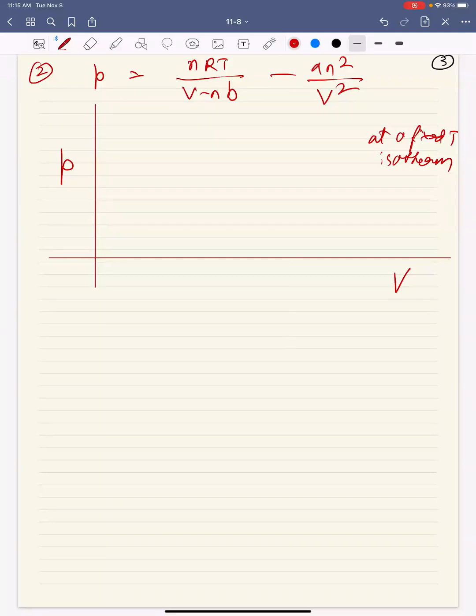Because when I multiply these two things together, and if you write it down, the fractions are confusing. So this is going to be (P V minus N B) multiplied by V squared is equal to N R T V squared minus A N squared (V minus N B). So that's a cubic, right? The highest term in V is cubic. So what does that mean? For a given value of pressure, how many volumes should we have in general? If it's a cubic, 3.